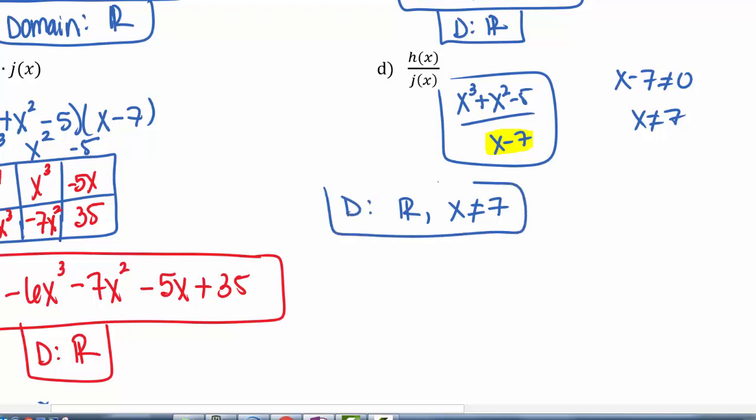Okay, so you got to be on the lookout because sometimes these exceptions, and again there are 2, will show up later when they weren't in the original function.